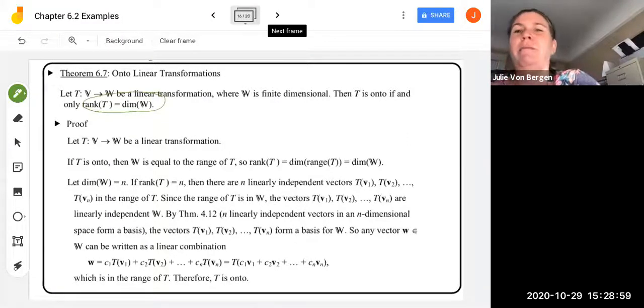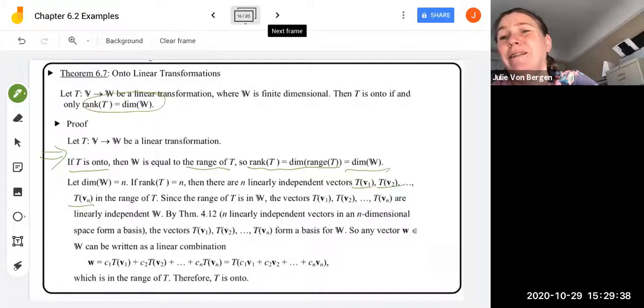So we're going to let T be a linear transformation from V to W. Then we're going to go in the direction where we assume T is onto. That's our forwards direction. So if T is onto, then W is equal to the range of T. So rank of T equals the dimension of the range of T, which is the dimension of W. We're going to let the dimension of W equal n. If the rank of T equals n, then there are n linearly independent vectors, T of v1, T of v2, all the way through T of vn in the range of T.